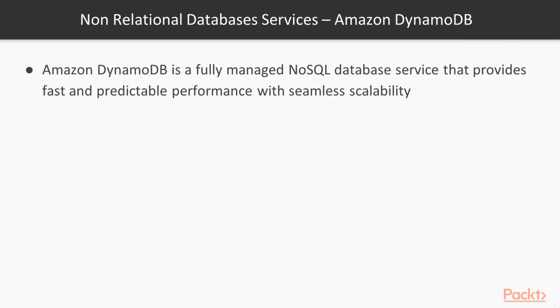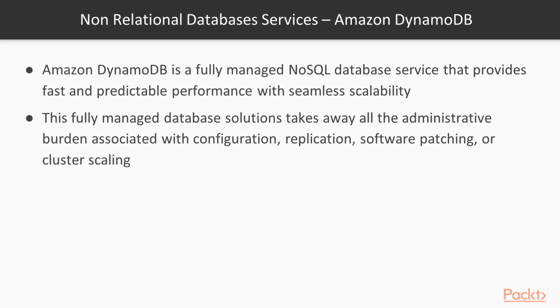So we briefly mentioned non-relational databases earlier and how they work when compared to relational databases. On AWS, we have DynamoDB, which is our NoSQL database service. Now, this is a fully managed database solution that takes away all of the administrative burden associated with configuration, replication, software patching, and cluster scaling.